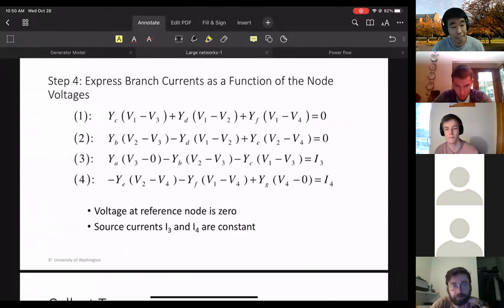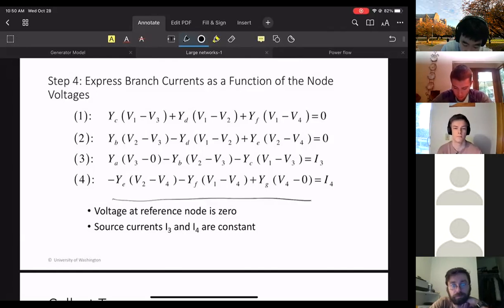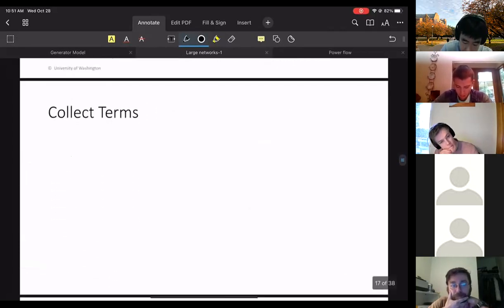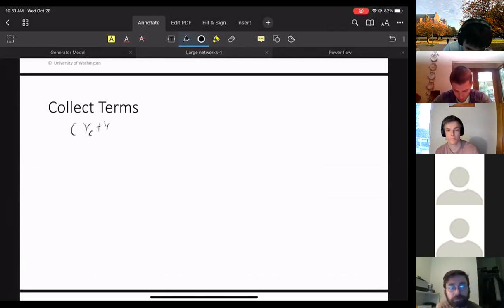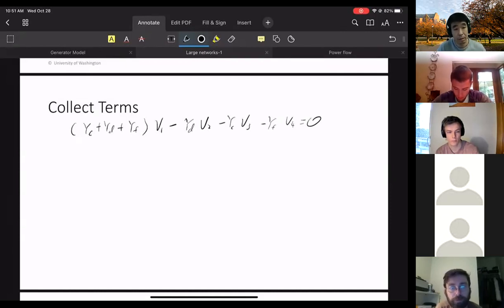This seems tedious, but we're marching towards finally going to a matrix notation. If you look at all these equations, the right-hand side depends only on V1, V2, V3, V4. Everything else are constants, the line parameters we have. So we can reorganize these equations and collect terms. What we get is: (YC plus YD plus YF) V1 minus YD V2 minus YC V3 minus YF V4 equals zero. We put all the coefficients of V1 together, so it's something multiplied by V1 plus something multiplied by V2 and so on.